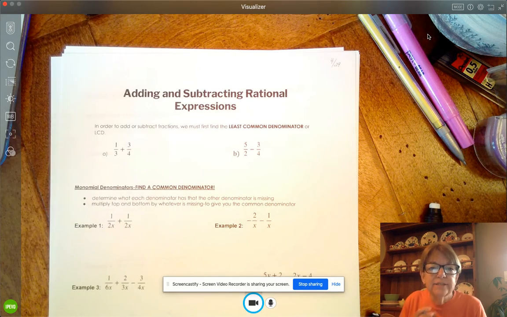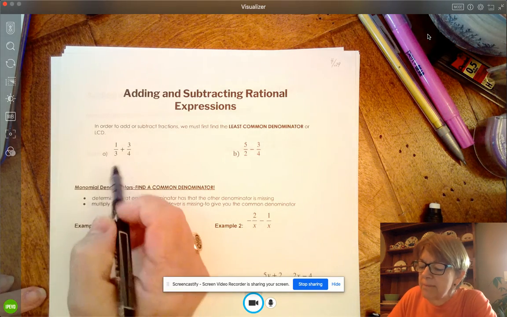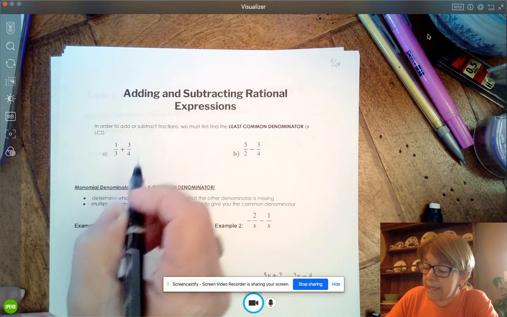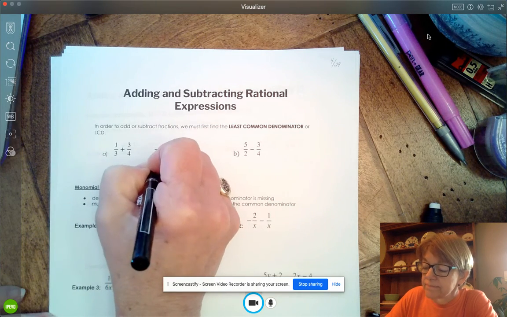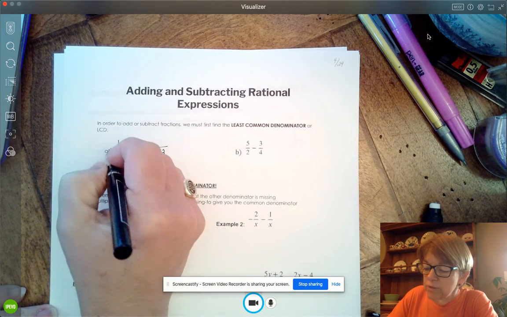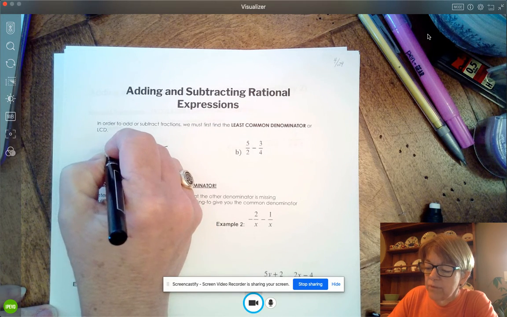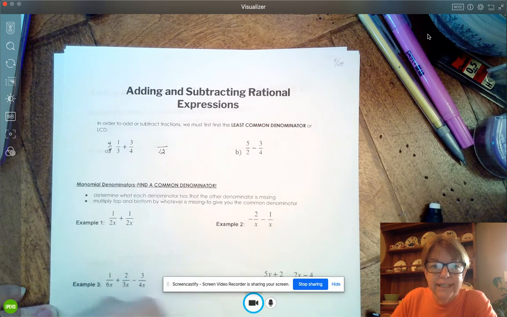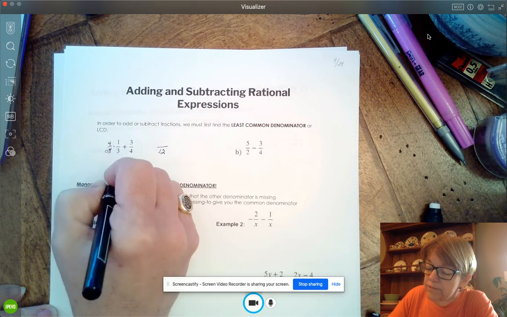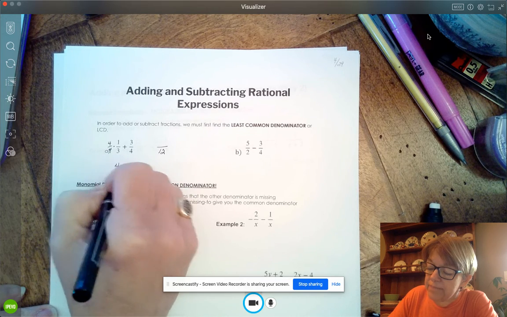In order to add and subtract the rational expressions, the first thing we have to do is find the least common denominator. And we know how to do this, we've been doing this since elementary school. Between 3 and 4, I know that my least common denominator is 12. So what I have to do is multiply this by 4 over 4. 4 over 4 is the same thing as 1. And 4 times 1 is 4, 4 times 3 is 12.